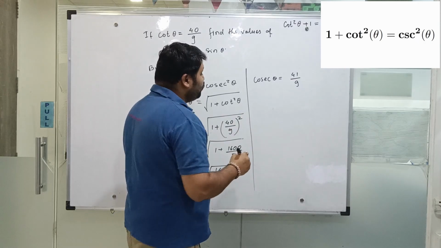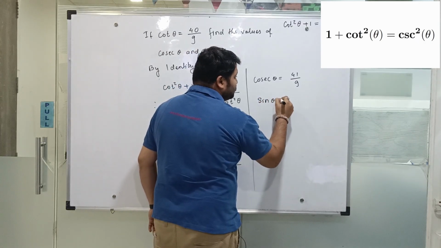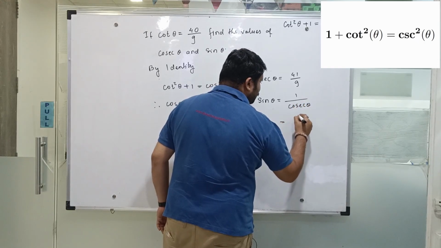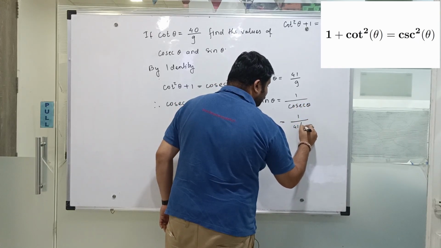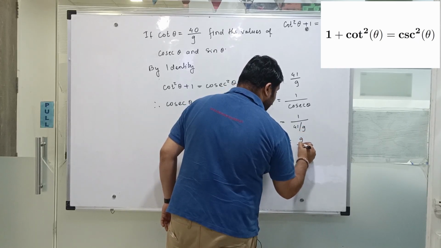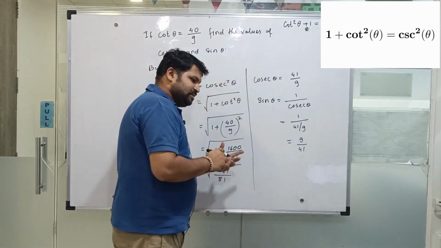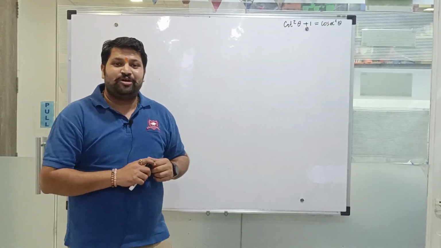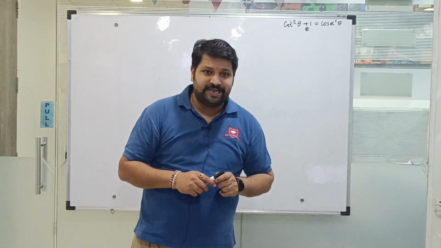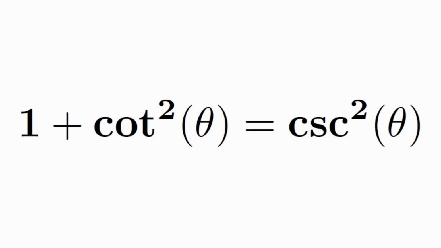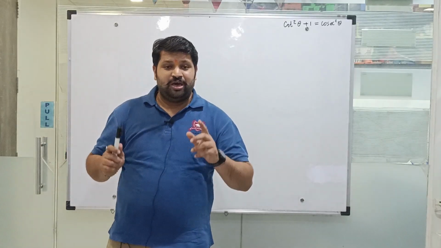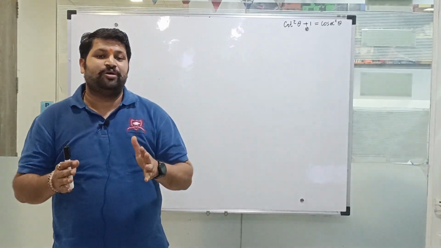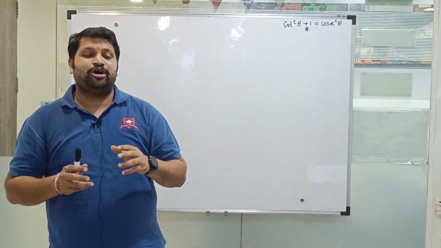Now we also know that sin theta is equal to 1 upon cosec theta. So that would be 1 upon 41 by 9. So that is 9 by 41. And that would be my final answer. Now that was all about the third trigonometric identity that is there, that is 1 plus cot square theta is equal to cosec square theta. This video is the last video where we talk about trigonometry in a theoretical manner.